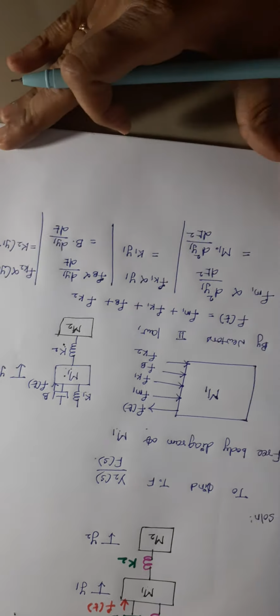Next I am going to substitute these values in the above expression. So the expression becomes f(t) equals m1 d²y1/dt² plus k1 into y1, plus b dy1/dt, plus k2 into (y1 minus y2). This is the force balance equation of mass m1.